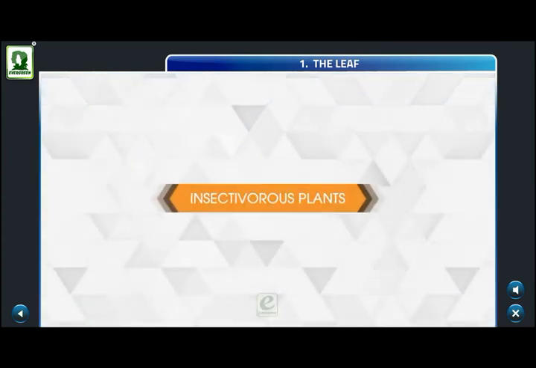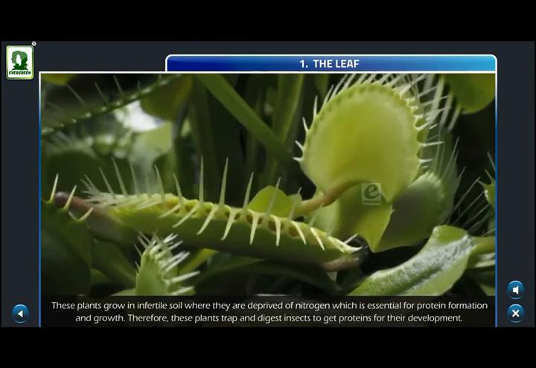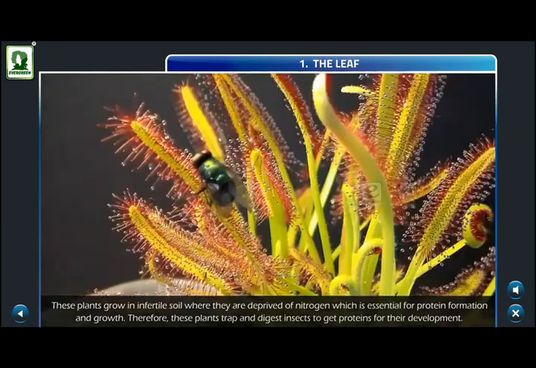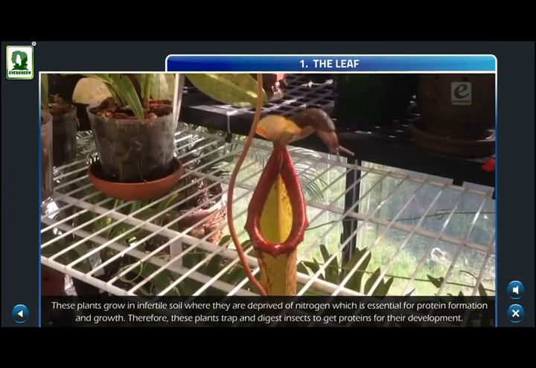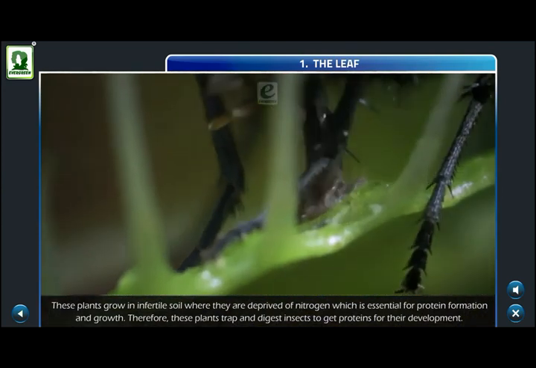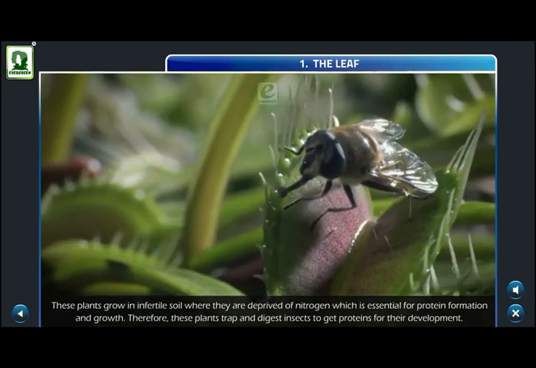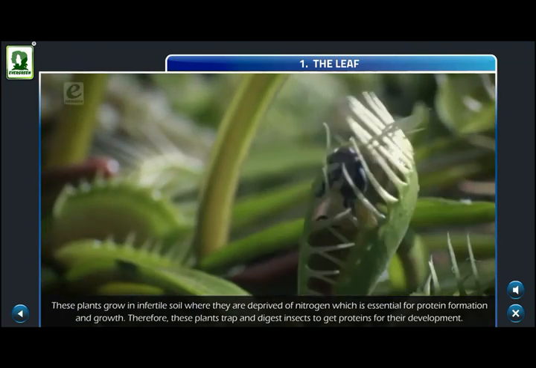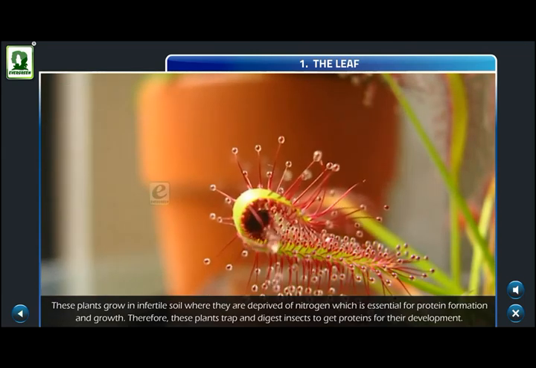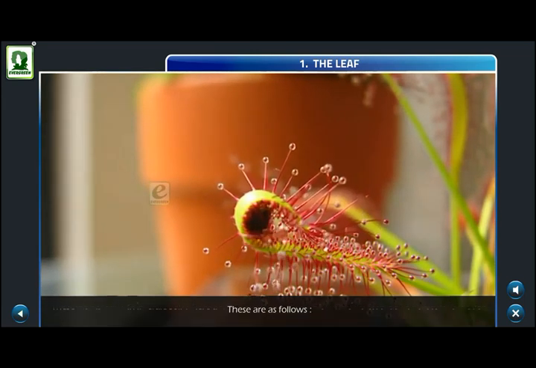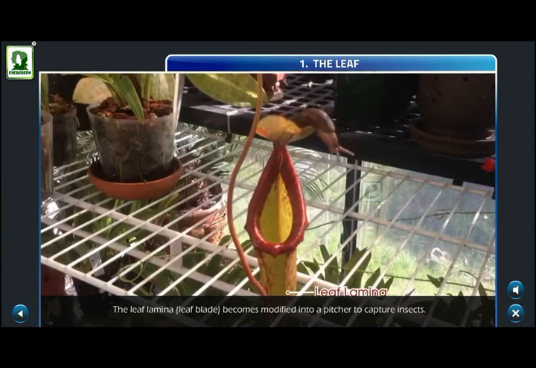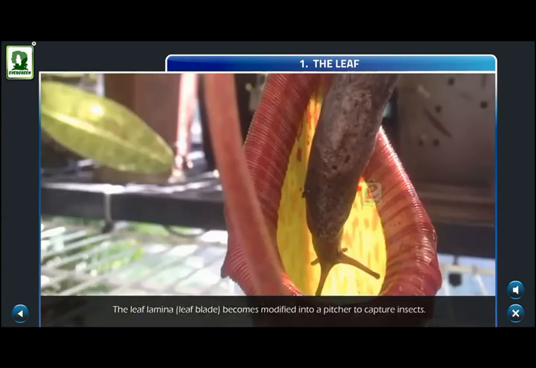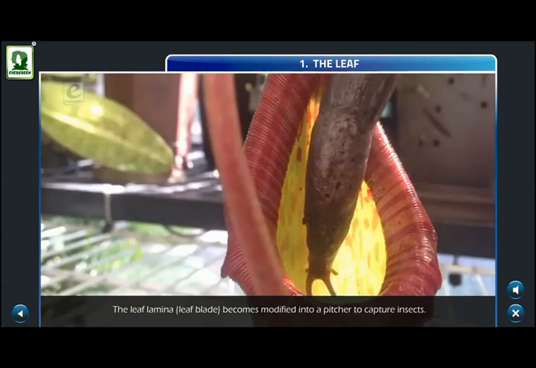Insectivorous plants. These plants grow in infertile soil, where they are deprived of nitrogen, which is essential for protein formation and growth. Therefore, these plants trap and digest insects to get proteins for their development. These are as follows. Pitcher plant. The leaf lamina becomes modified into a pitcher to capture insects.